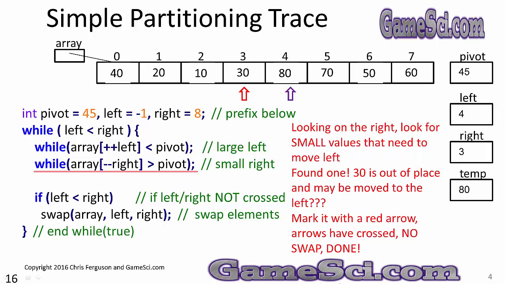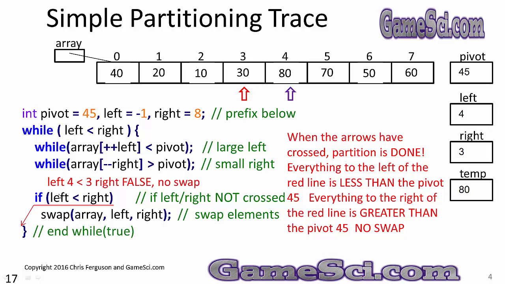Moving down to the second inner while loop. Looking on the right, we're looking for small values that need to be moved to left. We've moved to the right. We found one. 30 is out of place and needs to be moved to left. Notice my question marks. We mark it with a red arrow, but notice that the arrows have crossed. When the red arrow and the purple arrow cross, we're done. We don't need to do a swap. Do not swap when these arrows have crossed.